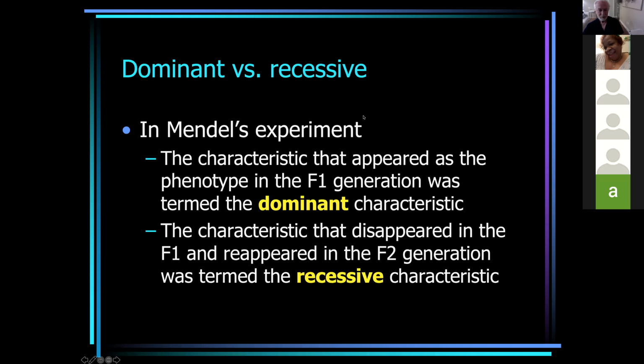So how do we define dominant and recessive? The way Mendel did it, he said that the characteristic that appears as the phenotype in the F1 generation is dominant. The characteristic that disappeared in the F1 and then reappeared in the F2, he called recessive. And those are still the terms we use today.